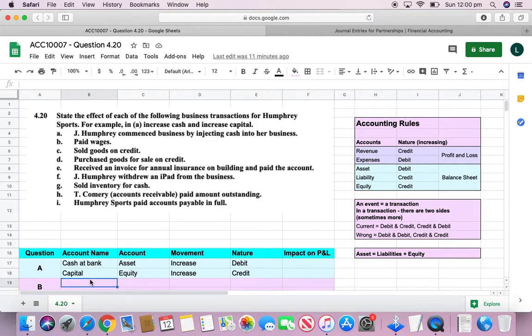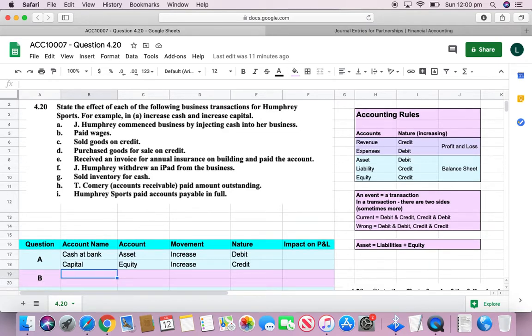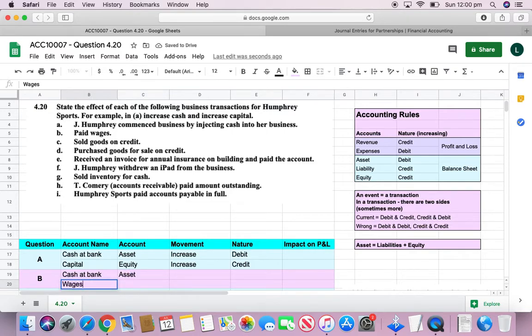Wonderful. Let's get into part B, paid wages. So we're paying wages straight away. That means the money going out the door is going to be cash at bank. Cash at bank is an asset. And then the other thing is wages. Wages is an expense. So cash at bank and an asset, money going out the door, that means it's decreasing.